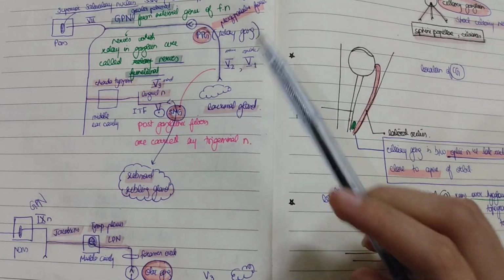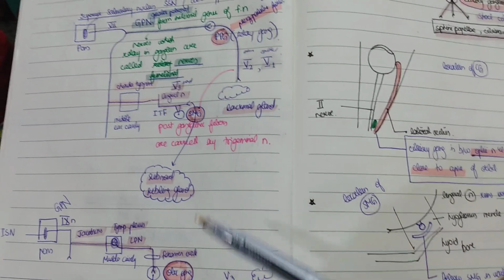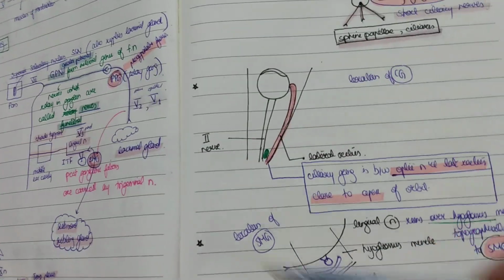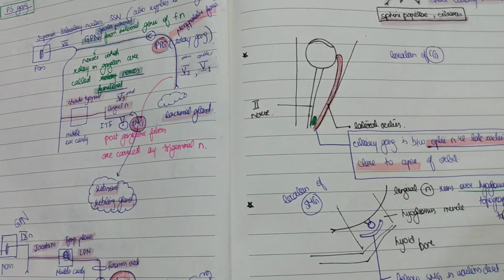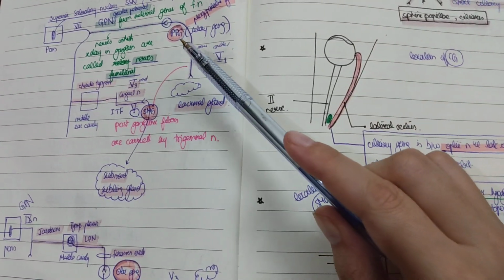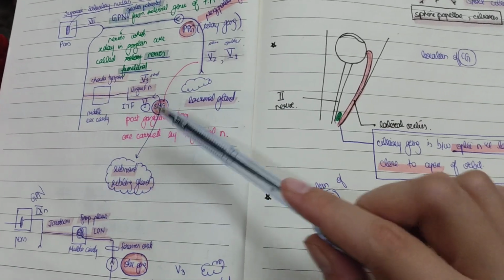We have discussed the four ganglia: the pterygopalatine ganglion, the submandibular ganglion, the otic ganglion, and the ciliary ganglion. Now let's talk about the location. First of all, let's talk about the location of the pterygopalatine ganglion. We know that it is located in the pterygopalatine fossa. Now the submandibular ganglion.